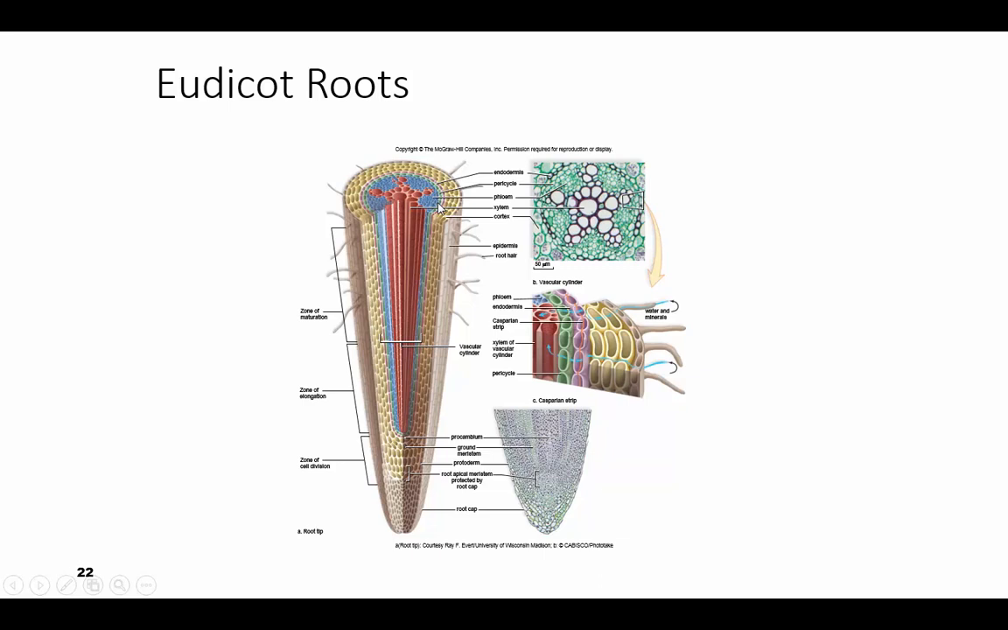And you can again see it over here. And then you can see the xylem, of course, is the red, and the phloem is the blue. So that's what a eudicot root looks like.